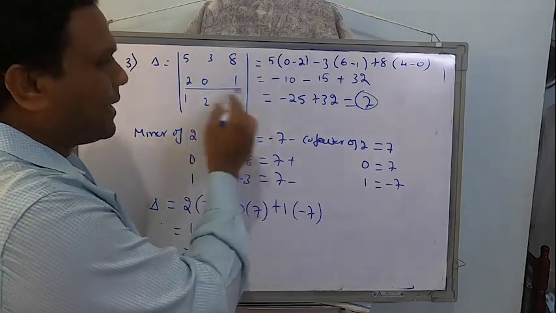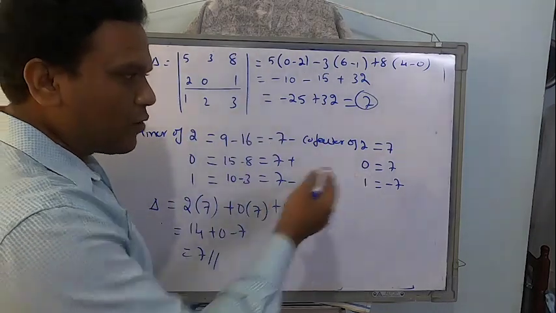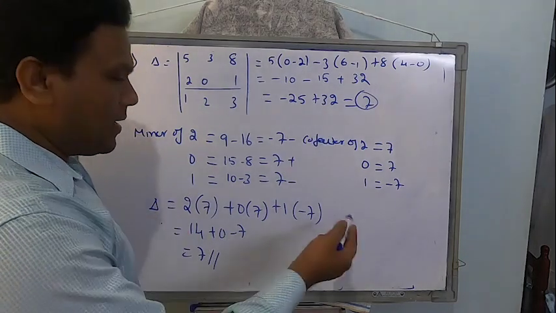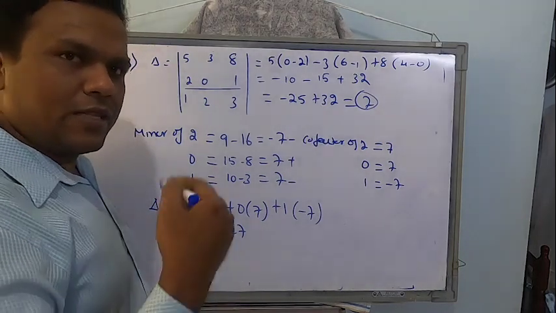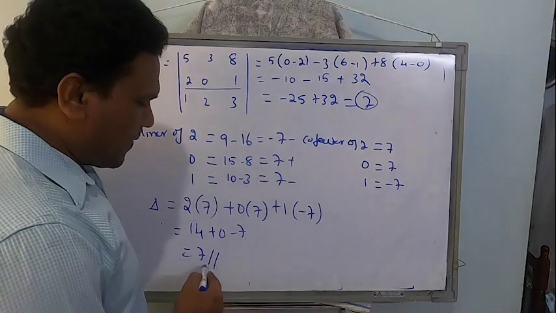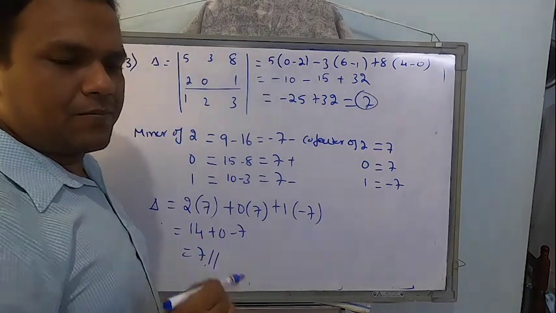So what you need to do, take the elements of the second row, for them you find out the cofactors, and multiply and add the elements of the second row with their corresponding cofactors. Whatever value you get, that will be the value of the determinant. Clear, students?